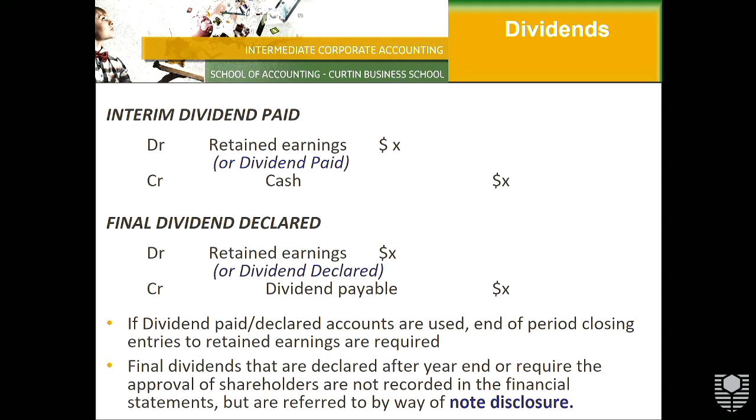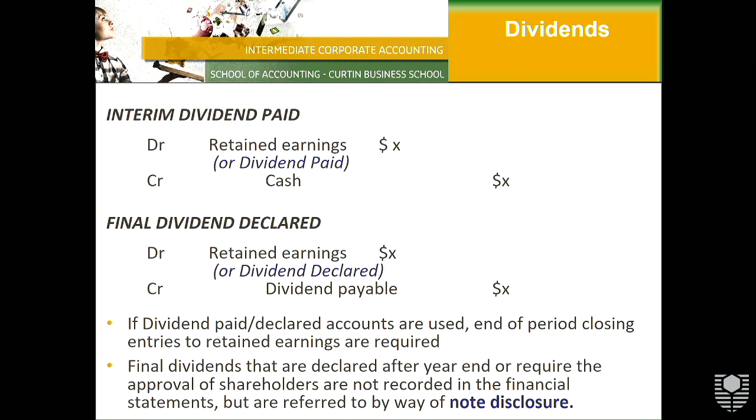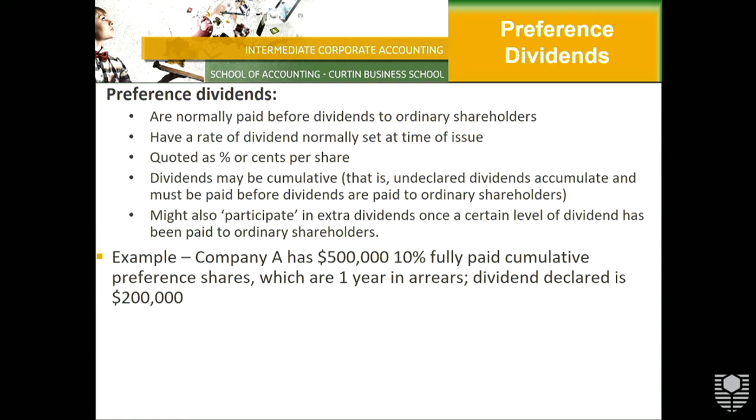You don't pay it until after your year end, so it'll be paid after the 30th of June or after the 31st of December. All right, so you have to accrue it. It's a liability, and therefore it is a payable. In the next period, remember, it comes out of the payable and gets paid in cash when you pay it. If you haven't worked it out yet, then you might have to do a note disclosure. Doing separate note disclosures for your dividends might be a requirement if it's happening at the end.